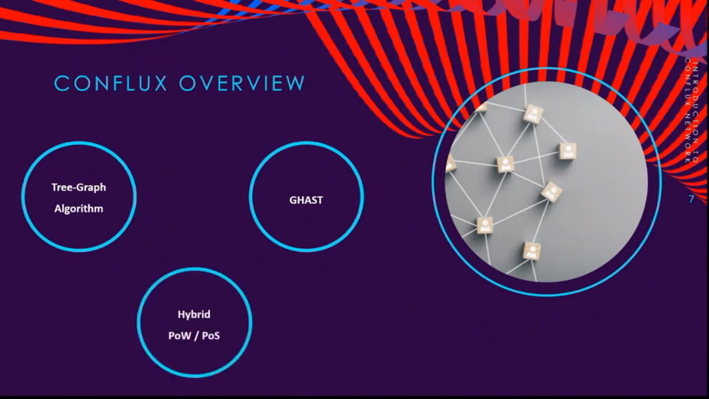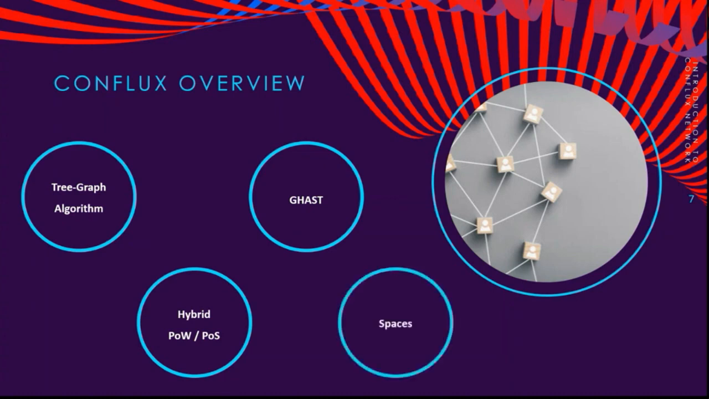Next, we have this hybrid proof of work plus proof of stake consensus. This is another key element of Conflux in that it can combine both the security and reliability of proof of work with the efficiency of proof of stake. And this approach is also fundamental for making Conflux what it is, actually.